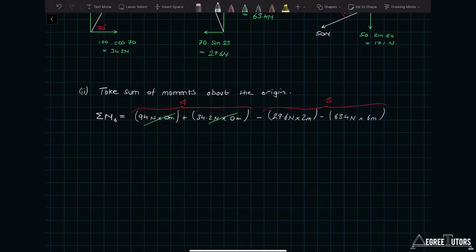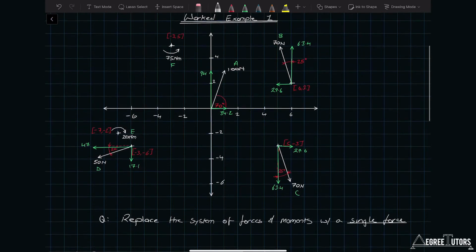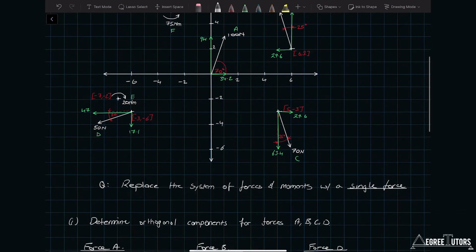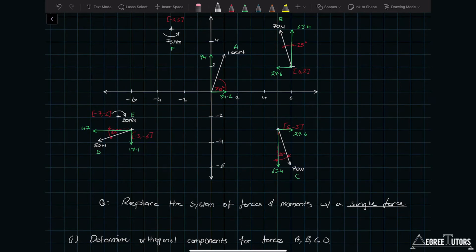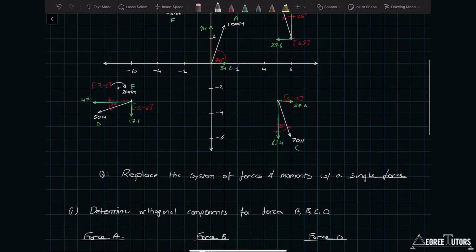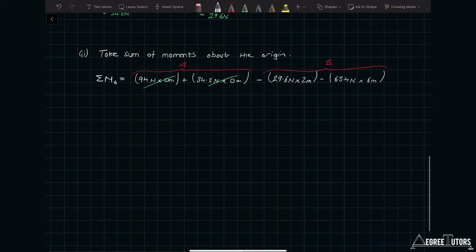All right, let's add in the contribution from C. Well, C, the horizontal component, about the origin, will have a lever arm of 3 meters, so that's 29.6 by 3 meters, and it's going to generate a counterclockwise moment. And the vertical component of 63.4 will have a lever arm of 5, and it will generate a clockwise moment. Okay, so let's add those in next.